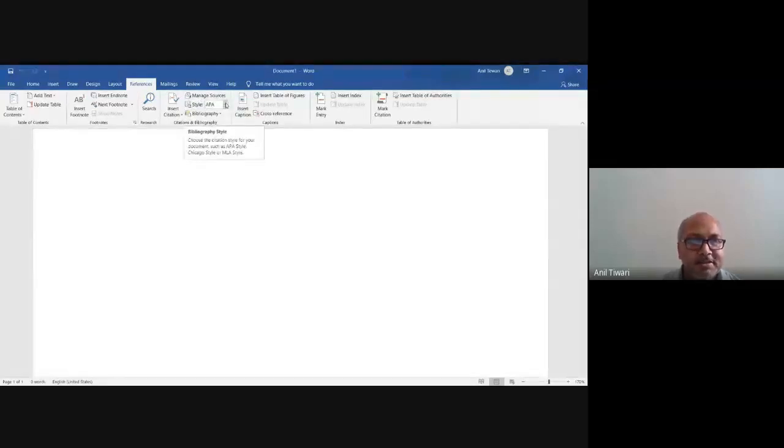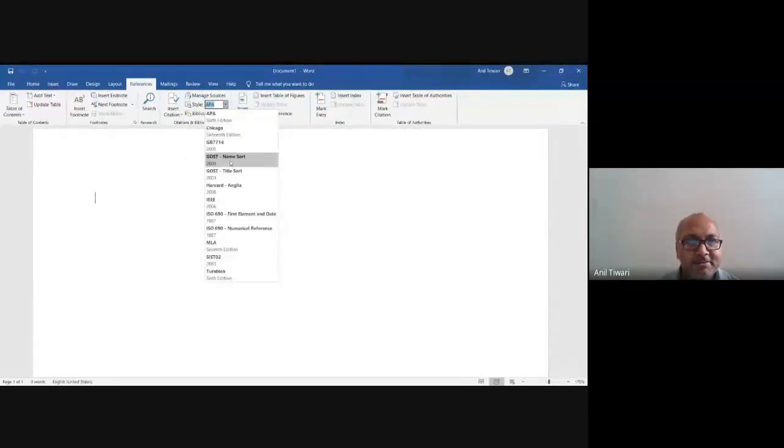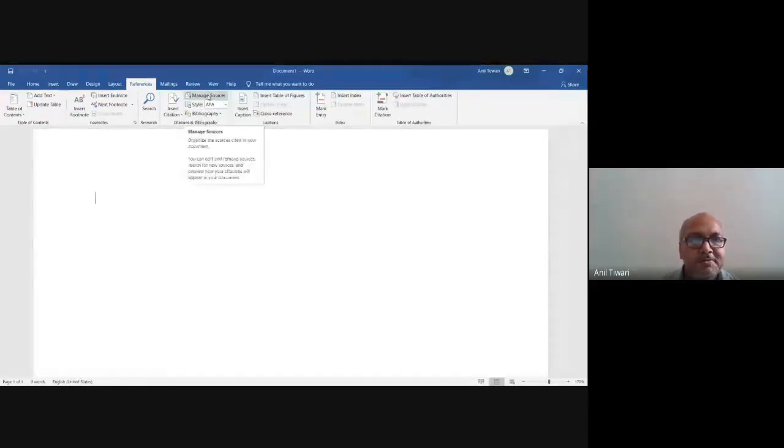Style is basically the style of referencing. You can choose any of these styles once you are done with your repository. MLA, APA, Chicago, so many are there. Depending on the version of your Word, you can see. I ask all of you to reference only with APA. So follow APA style. Let me tell you how to insert the whole thing.